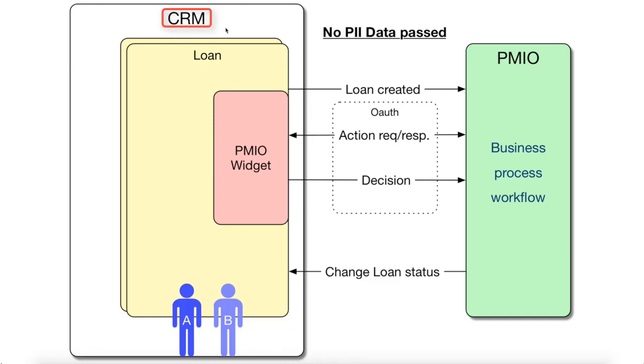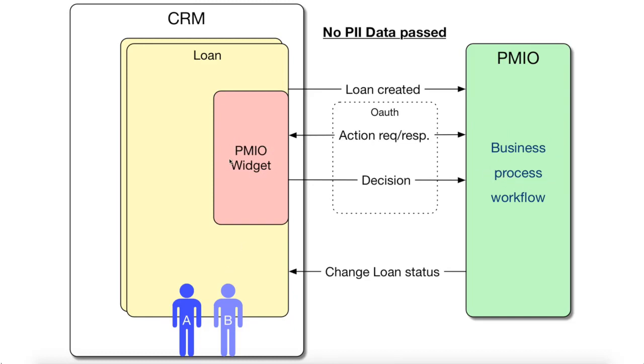Here we have an on-premise CRM used to manage customer loans. In the cloud, we have the ProcessMaker IO engine, which will execute the additional custom-built business process workflows. For compliance, we will not pass any PII data to the ProcessMaker engine. To achieve this, we will use a PMIO agent widget, which will be shown on the corporate CRM website in its own private network. The widget will act as the proxy to the PMIO engine in the cloud.